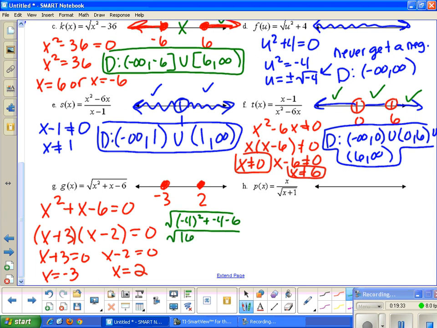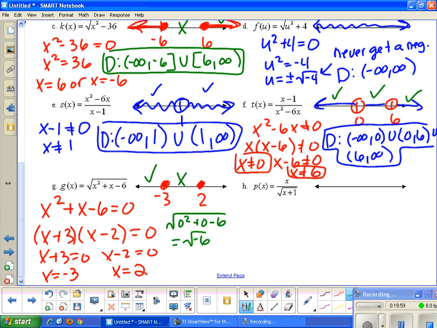And then negative 4 and negative 6 is negative 10. So I end up with a square root of 6, which is not negative. That means that the values here are going to work, so those are okay. Let's test in between negative 3 and 2, so an easy number would be 0. If I test 0, I would get 0 squared plus 0 minus 6, which gives me the square root of negative 6, which we can't have, so these numbers will not work.